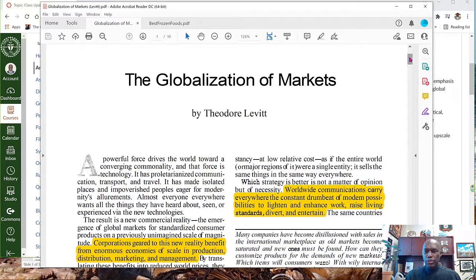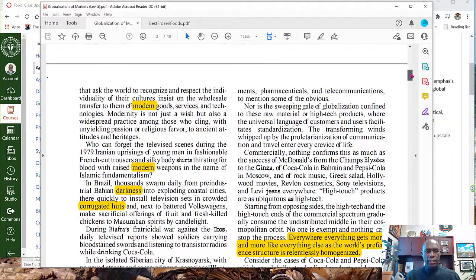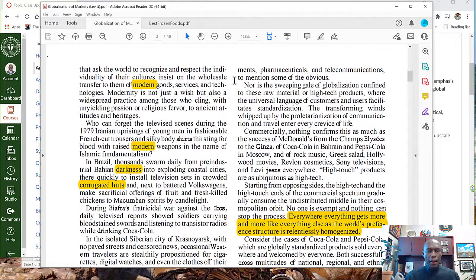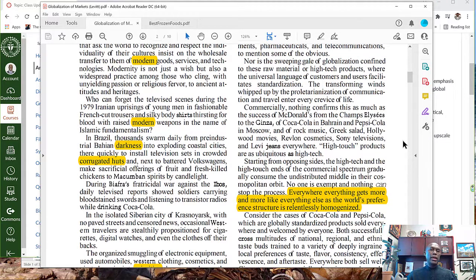He only talks about, as you go further down on the next page, he gives some examples, and he talks about modernity. As you notice, I do a lot of highlighting here, and he's making a lot of relative statements. Modern is relative to not modern, right? Darkness. He's talking about corrugated huts. And he is saying that essentially people in the developing world are seeking modernity, or at least the trappings of modernity, from the Western world. And he mentions a lot of products that are produced by the Western world. So it's a unilateral flow from the industrial world to the developing world.